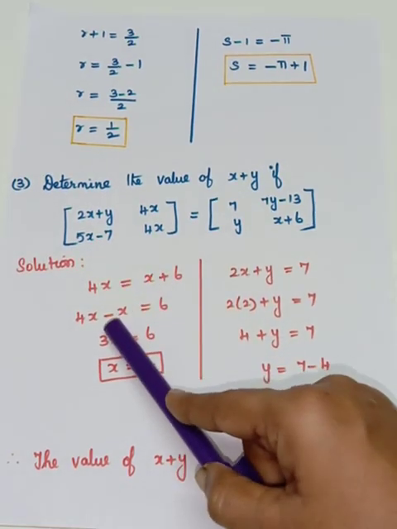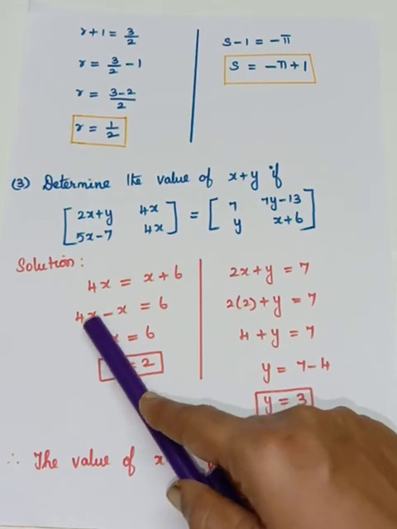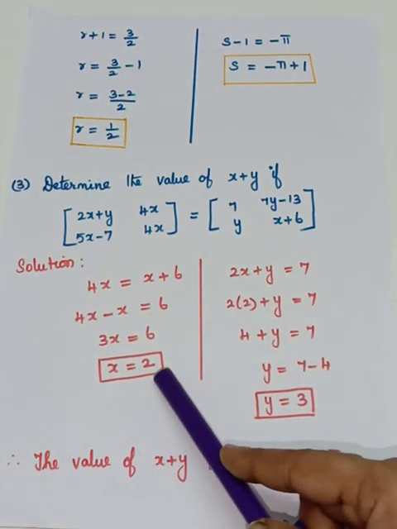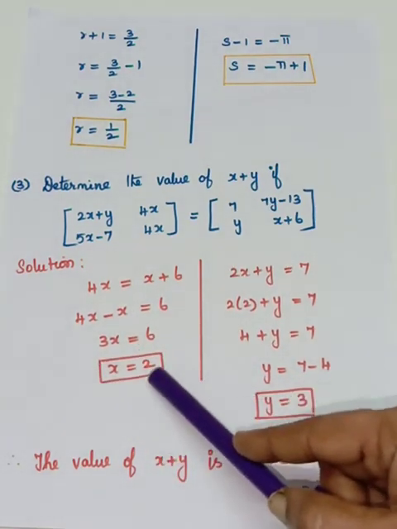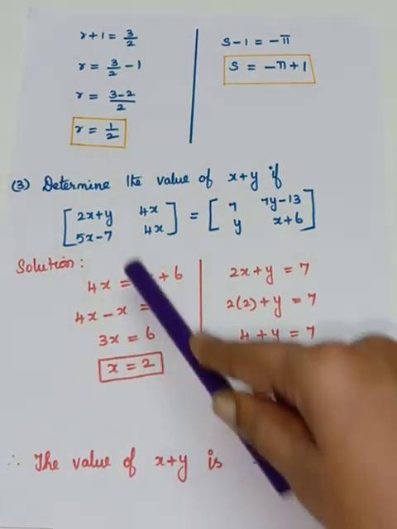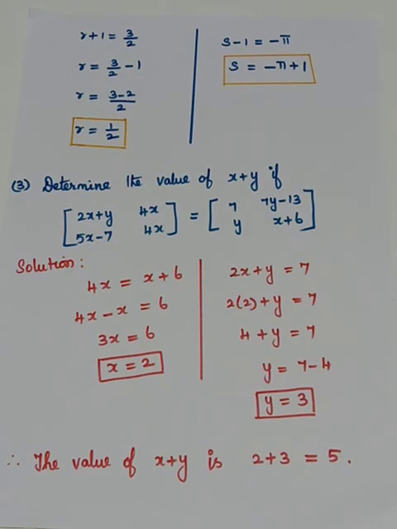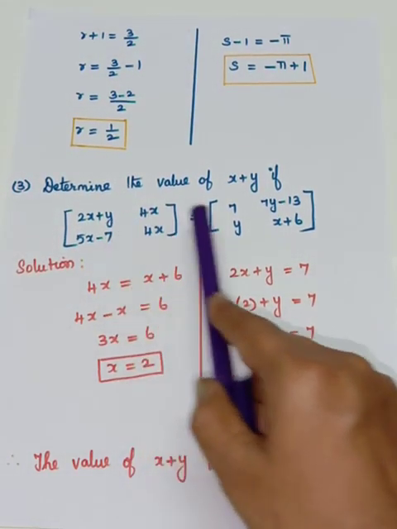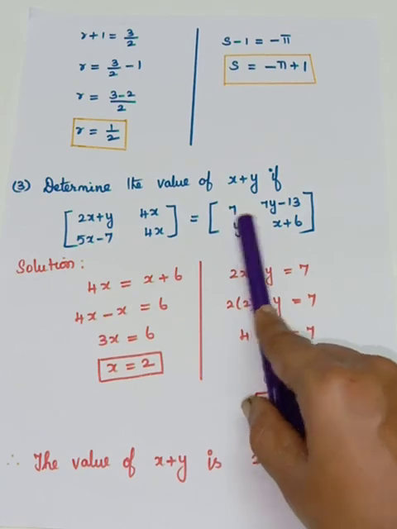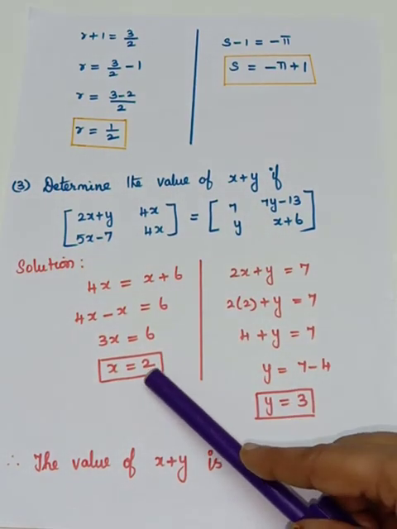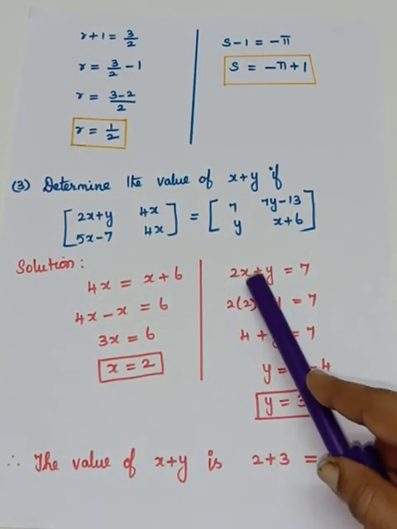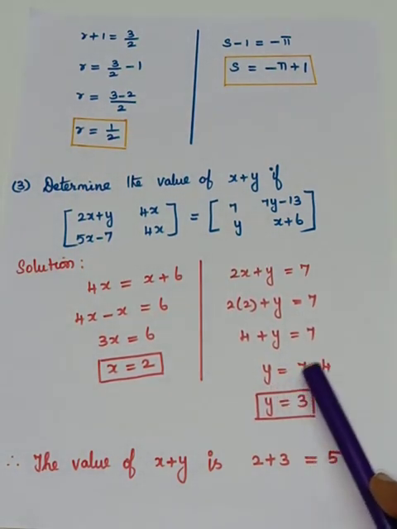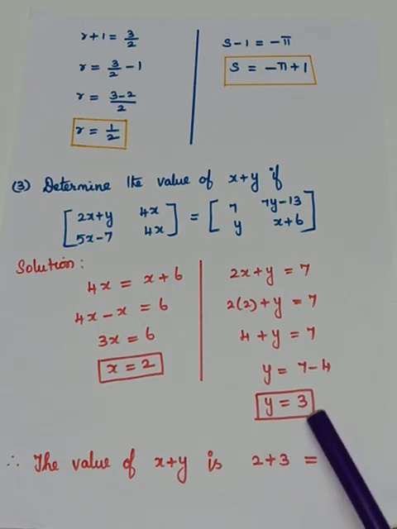Bring this x to the other side, that is minus x. So 4x minus x is 3x. 3x is equal to 6 means x is equal to 2. So we have found the value of x. Next you take any one of the entries. I'll take the first one, 2x plus y is equal to 7. In the place of x, substitute the value 2. So 2 2s are 4. 4 plus y is equal to 7. So y is equal to 7 minus 4. So y is equal to 3.